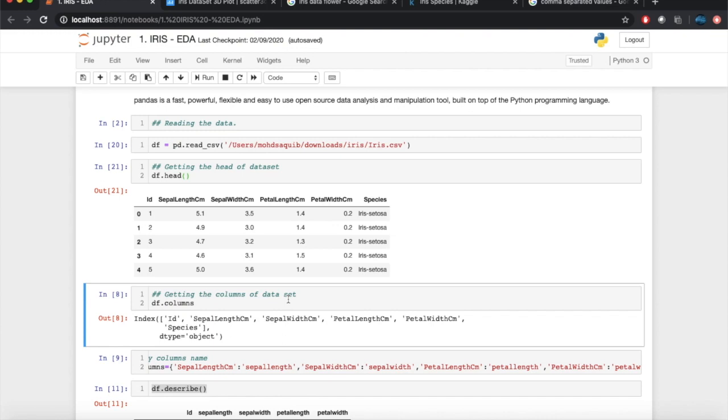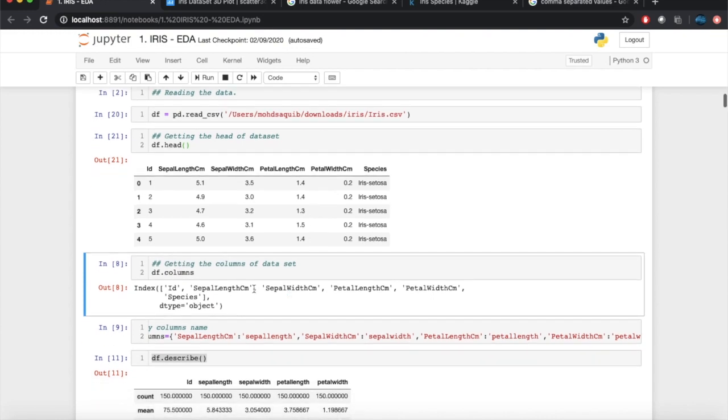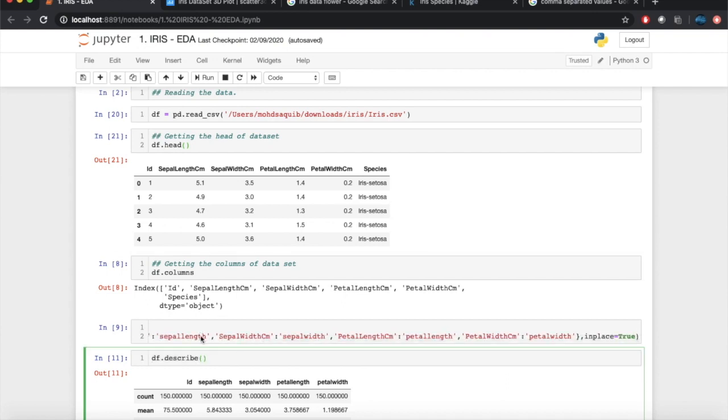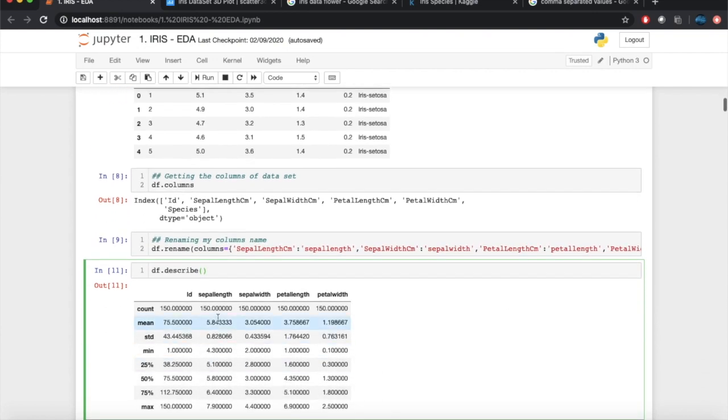After this we print the columns, where again we see what columns are present. We see that there is centimeter, centimeter, centimeter in the names. We know that it is centimeter, we don't need to write it again. Just to simplify, we are renaming these columns. So df.rename with columns, using a dictionary. And the next step is df.describe.